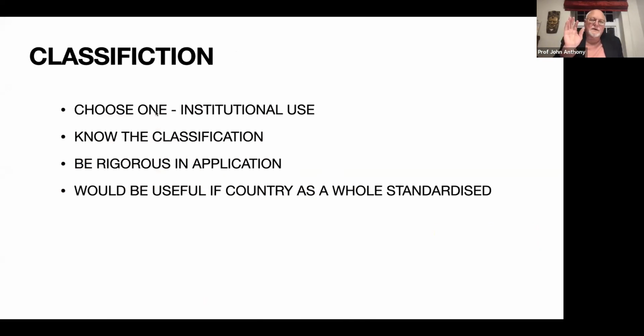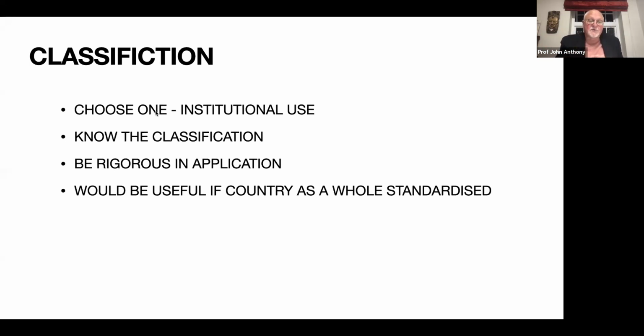So I can't, in the time that's available to you, go through these classifications in detail. All I can do is point to the fact that the devil does lie in the detail. And I would advise you all to choose one of these classifications and use it in your institution universally, to know that classification very thoroughly and not to get confused between the different classifications. And when you're using the classification, be rigorous in the way in which you apply it to individual patients that you'll see in the labor ward.